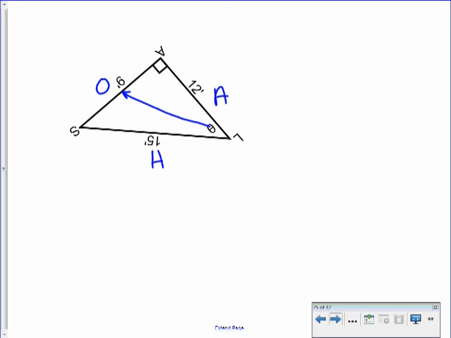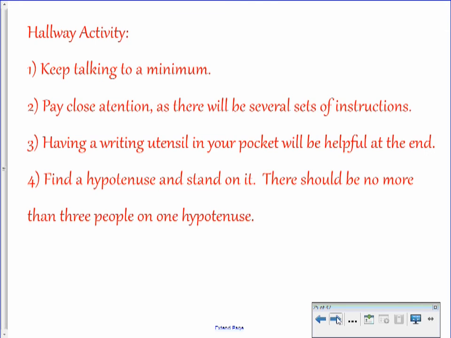So, we're going to do a little practice. We're going to head out to the hallway. Oh, you're the one who said that out there. I'll wait. So, once we get out there, first of all, there are other classes going on, obviously, so let's keep our talking to a minimum. Pay close attention because I'm going to give you various instructions, so you want to make sure.